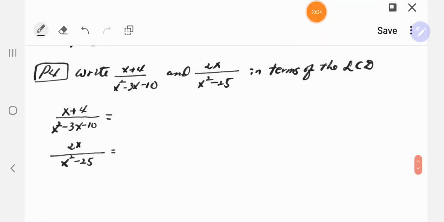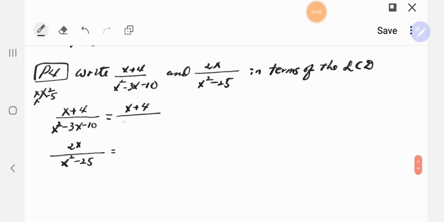Okay, problem 4. Pause this problem and try it yourself. Okay, let's do it now. In order to rewrite the fractions in terms of the LCD, the denominators should be replaced with the LCD. So to find the LCD, we have to factor what? The denominator. So for x plus 4 over the denominator, this is 2 times 5, x times x, 2 times 5 is 10, and the minus sign goes on negative 5. So negative 5 plus 2 is negative 3.